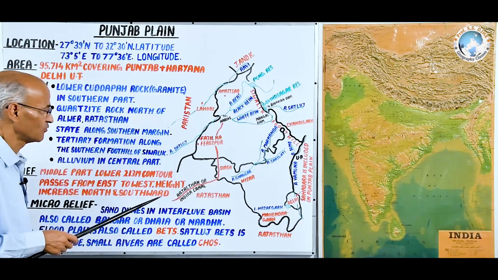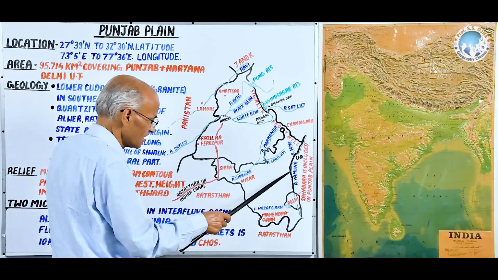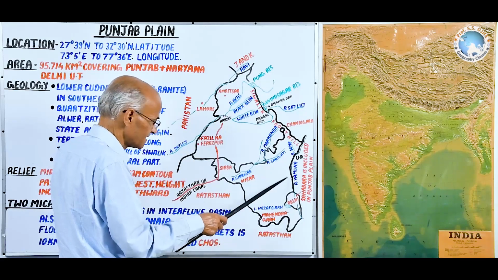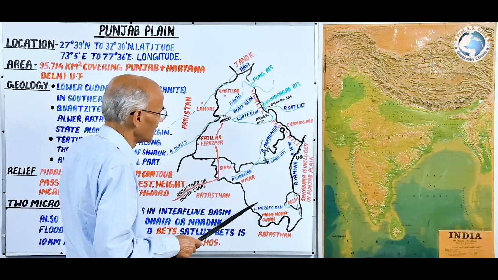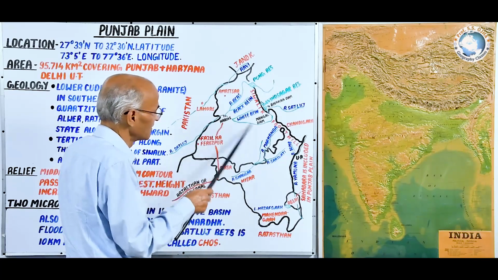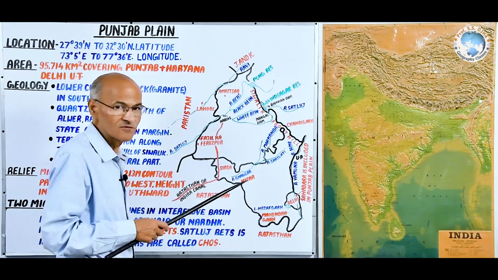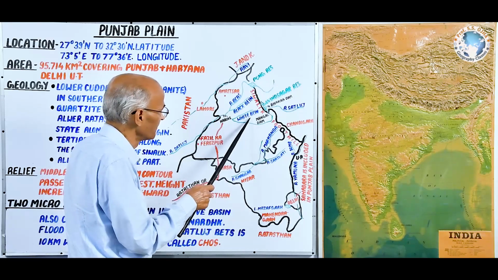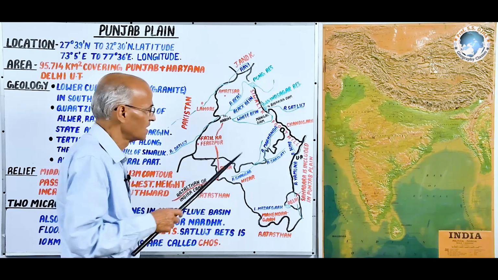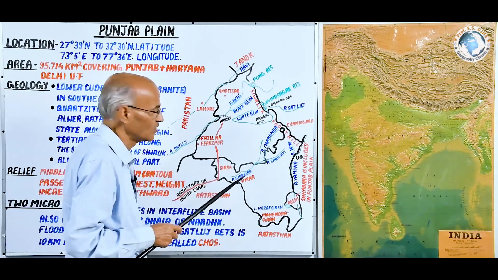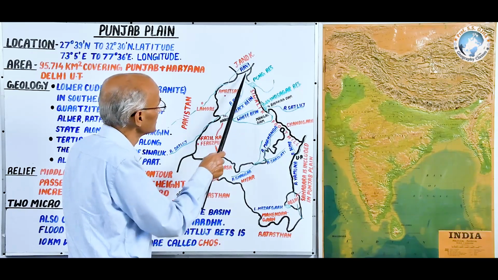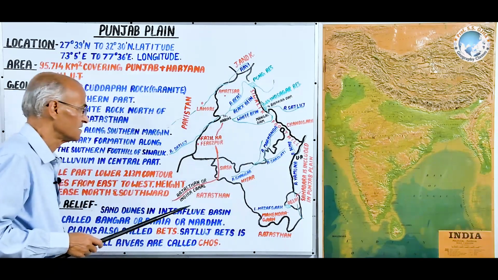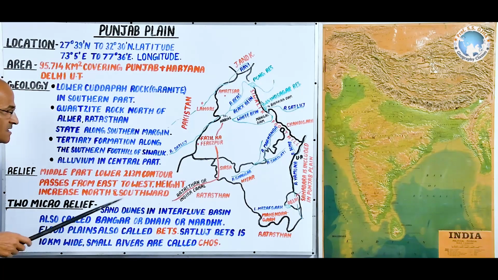Thus, there are four structures. Number one, here the granitic structure, here the old quartzite, and here the alluvium of two types, older alluvium between two rivers and newer alluvium where every year there is flood, and the fourth is the Shivalik structure. Thus, geologically it is a diverse region.